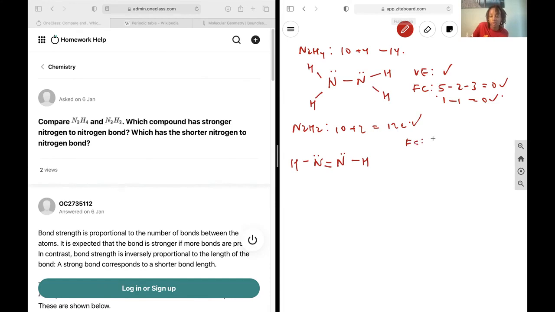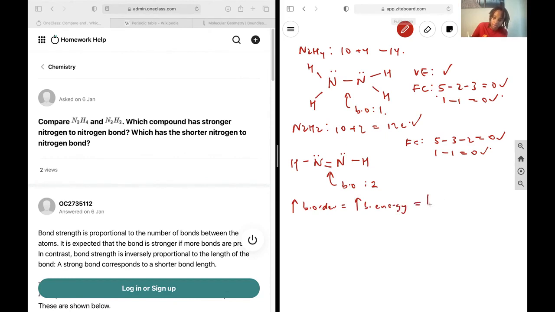Double check on your formal charge, and you will have on the nitrogens 5 minus 3 minus 2, 0 as expected. On the hydrogens, you'll have 1 minus 1, 0 as expected. So these are your two structures. Now let's check on the bond order on both of them. Because this one is a double bond, its bond order is going to be 2. This one is a single bond, so its bond order is going to be 1. We know that the higher the bond order means the higher the bond energy, which means the lower the bond length.